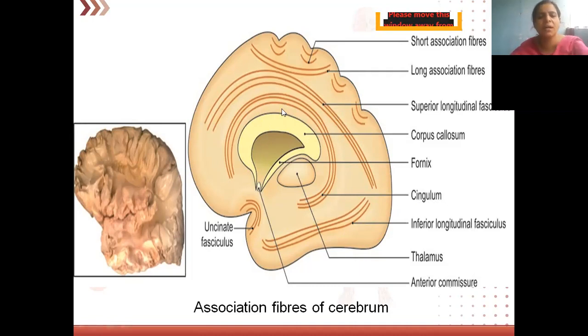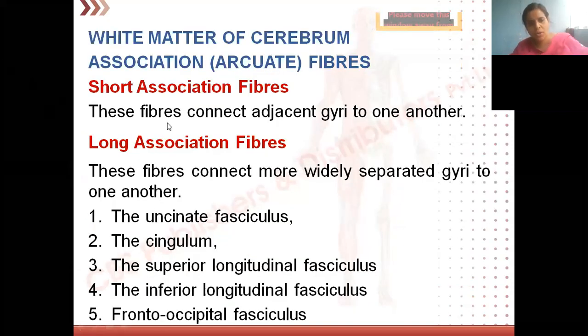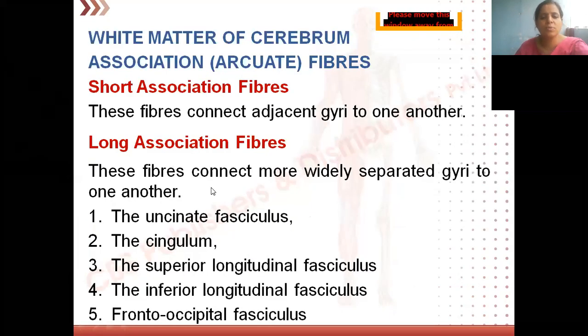In the cut section, if you check, they are not connecting right and left. If they are connecting right and left, you call them commissural fibers. If they are connecting on the same half of the brain, you call them association fibers. So short association fibers are those which are connecting the adjacent gyri, which are very small. You are supposed to draw these and give explanation in your own words. Practice this diagram. Long association fibers connect more widely separated gyri to one another, whereas short ones connect adjacent gyri to one another.